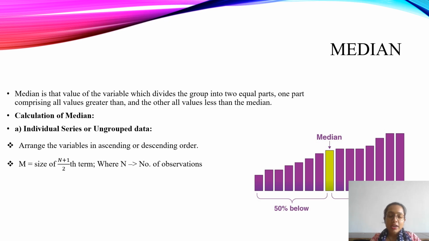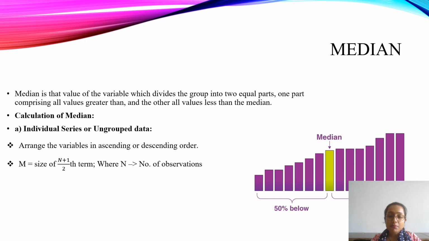Now, the next topic is median. Median is that value of the variable which divides the group into two equal parts, one part comprising all the values greater than and the other all values less than the median.